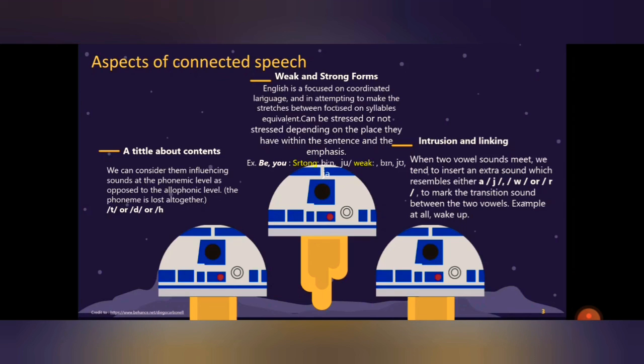Intrusion and linking. When two vowel sounds meet, we tend to insert an extra sound which resembles either J, W, or R to make the transition between the two vowels. Examples: are all, and wake up.